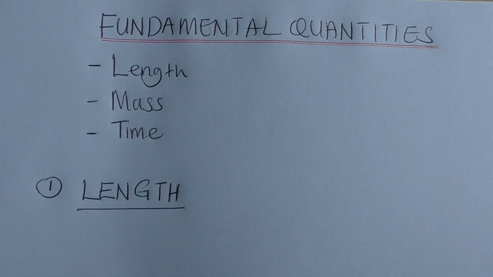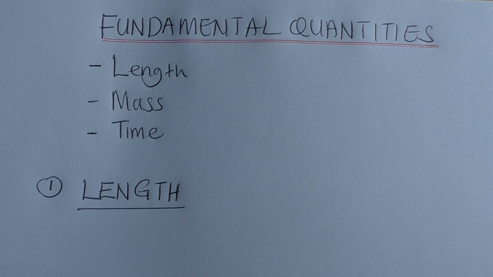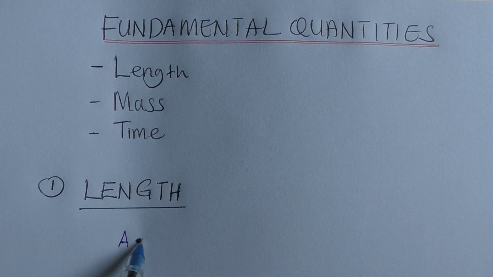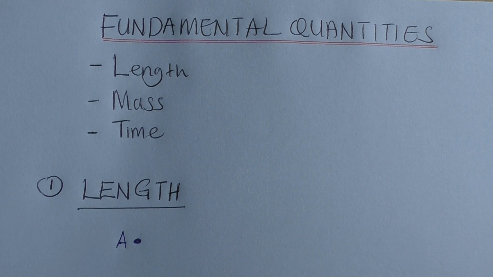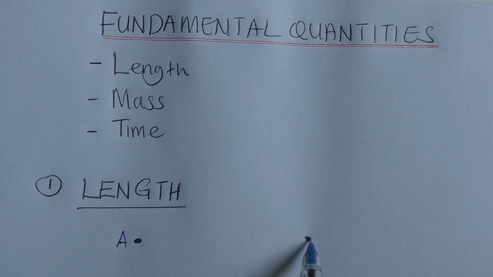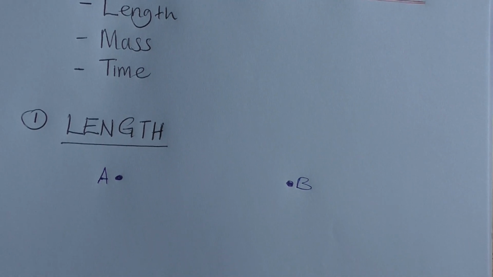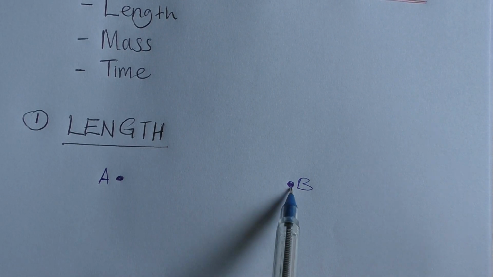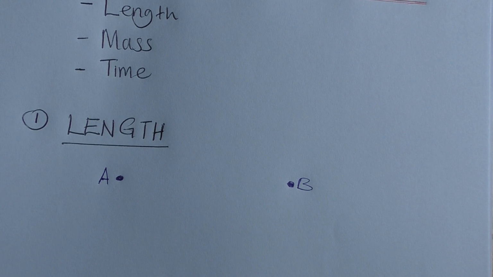Start with length. Length is defined as the distance between any two points. For instance, I have point A. Point A is where I reside, and point B is where I work from. So the distance between my home and my workplace is what I call length.